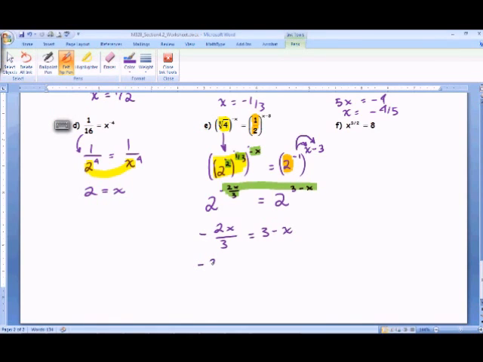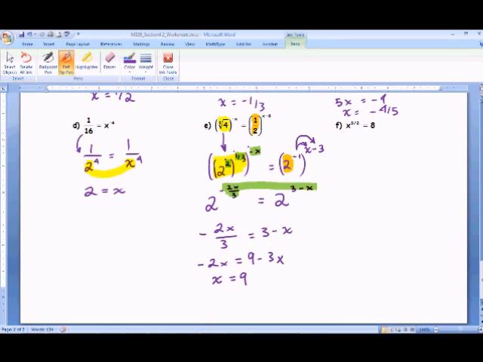So I have negative 2x equals 9 minus 3x. I multiply everything by 3 is what I did there. And then let's add 3x to both sides. So looks like we just have x equals 9. And there it is.